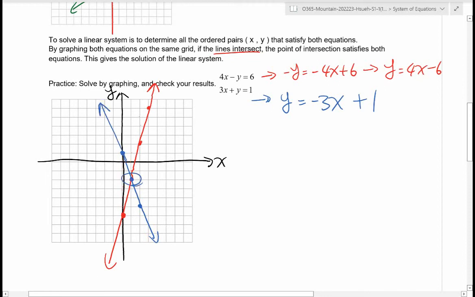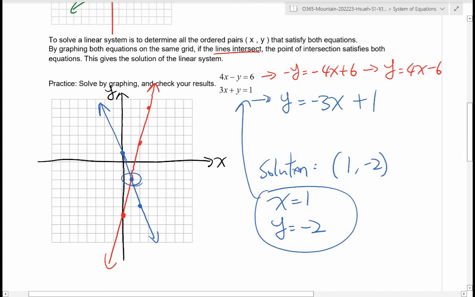And you can see this point is the point of intersection, and therefore you can say that the solution would be, 2 comma, no, sorry, 1 comma negative 2. Or you could say that x equals 1 and y equals negative 2. Okay, you can always check your result by plugging these two numbers into the equations.